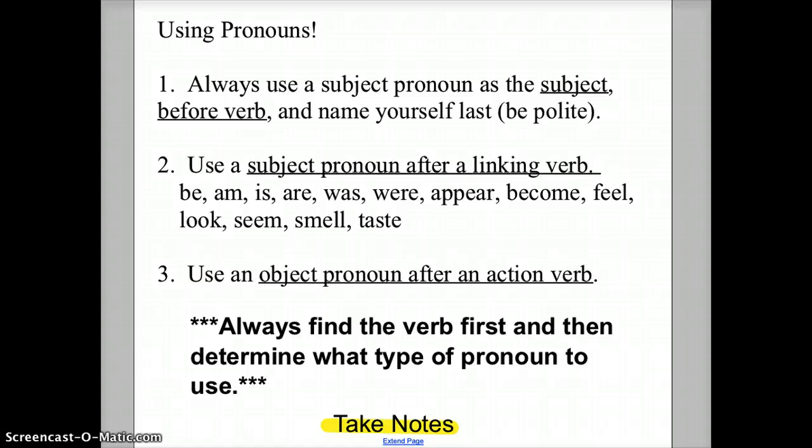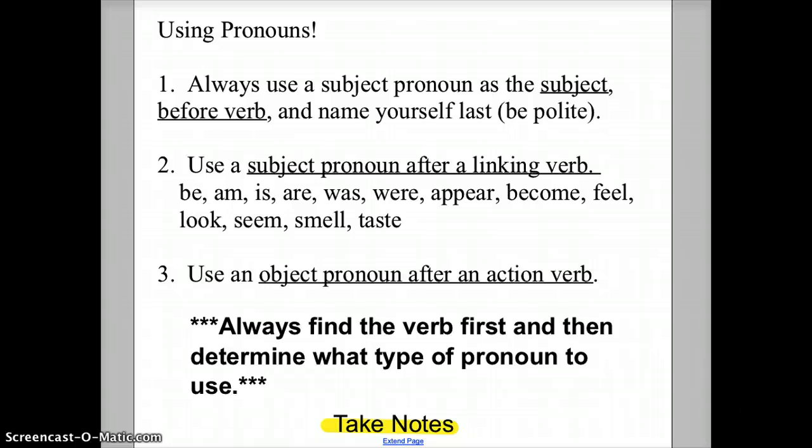We're going to do one of the most difficult lessons on pronouns, but I know you can get it. There are 3 rules that you need to take down here, and look at the words in bold, because it's very important to determine if you're going to choose a subject or object pronoun to complete a sentence that you always find the verb first and then determine what type of pronoun to use. 3 simple rules. That's it.